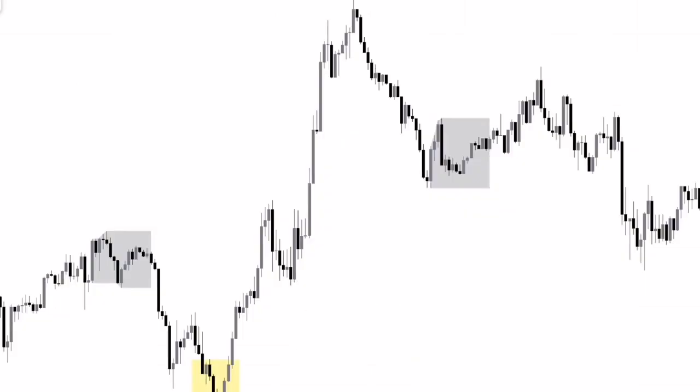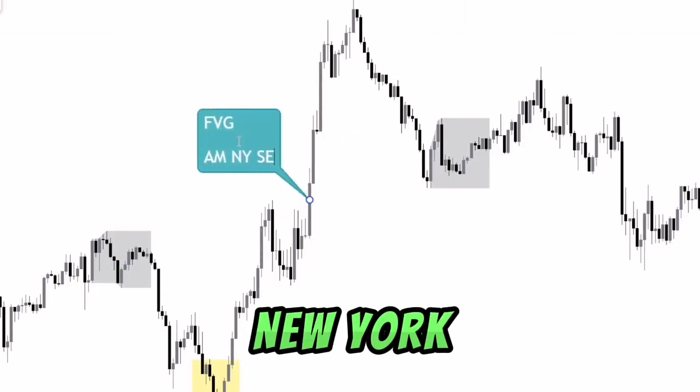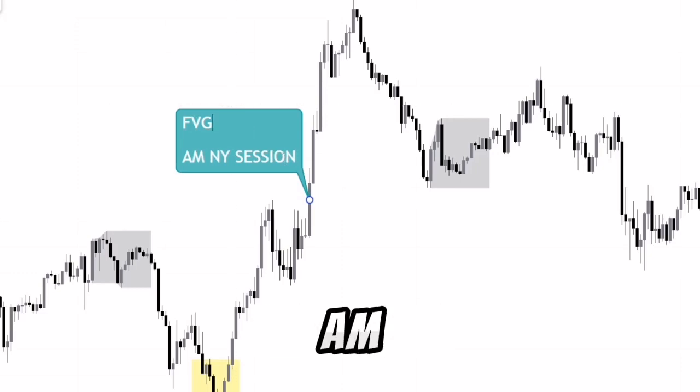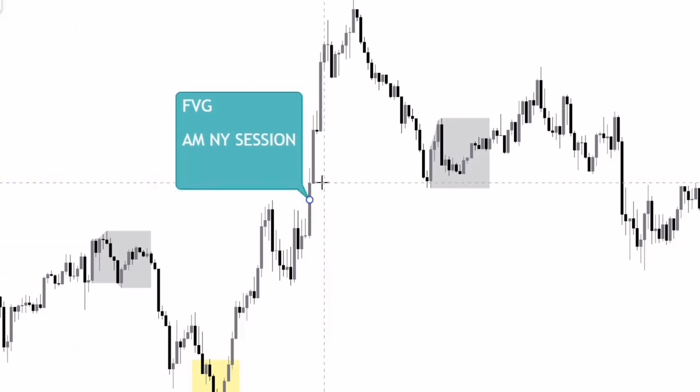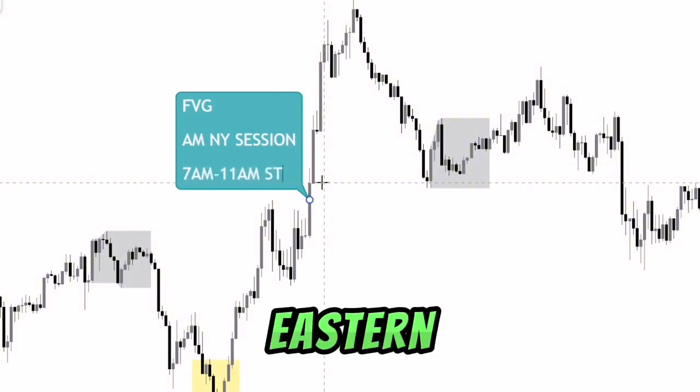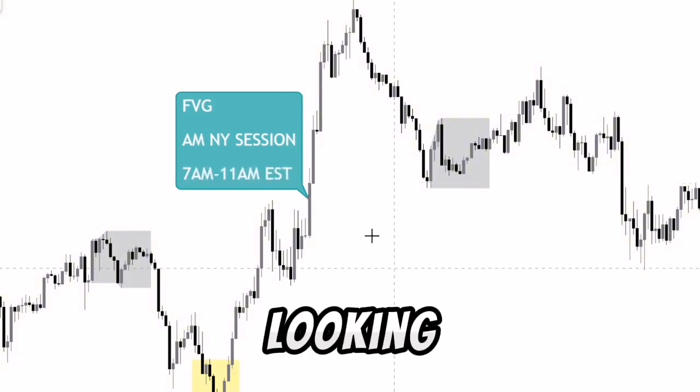Over here, this candle is a fair value gap in what we call the AM New York session. The AM New York session, for those who are wondering, is from 7 a.m. to 11 a.m. Eastern Standard Time, right? This is where you're going to be looking for your setups.